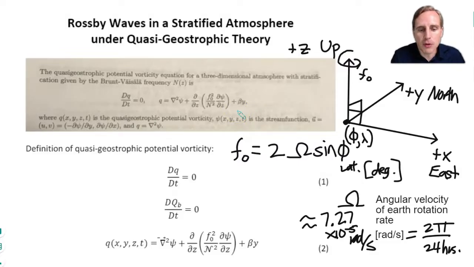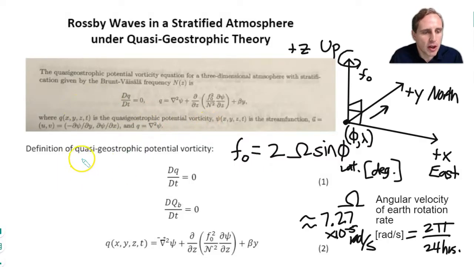And by the way, you could basically just take the derivative of 2 omega sine phi, but you'd have to convert the y derivative into a derivative in terms of latitude. So you can do it that way, but you have to convert latitude in a clever way. I'm not going to go through that. But anyway, beta we assume is df/dy, so the change of the Coriolis parameter with respect to y. Lowercase q here is what we're calling the quasi-geostrophic potential vorticity.